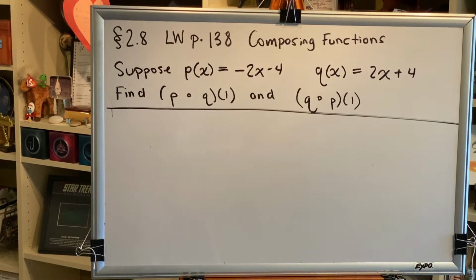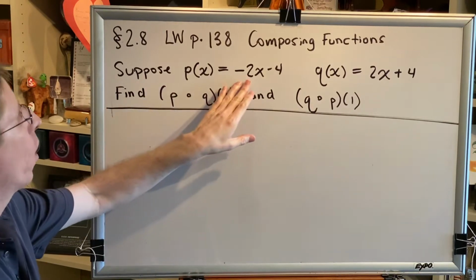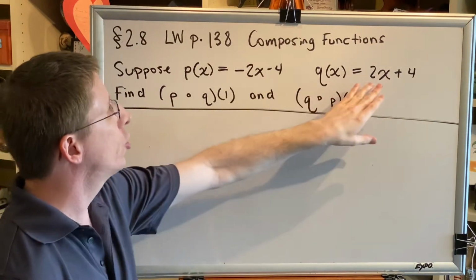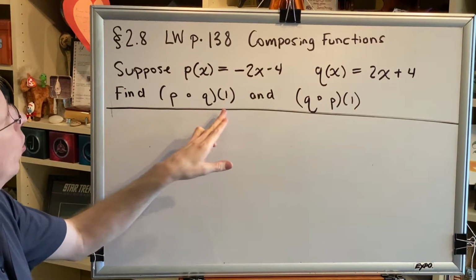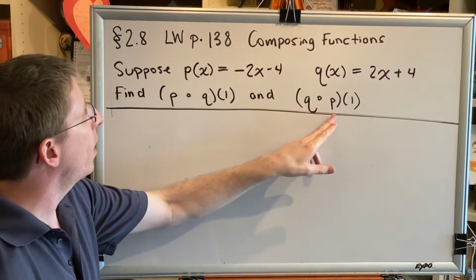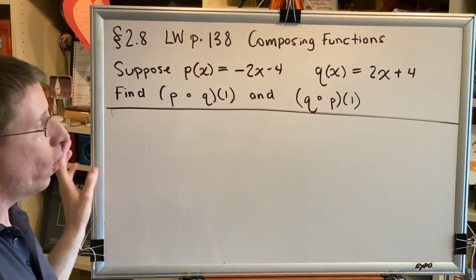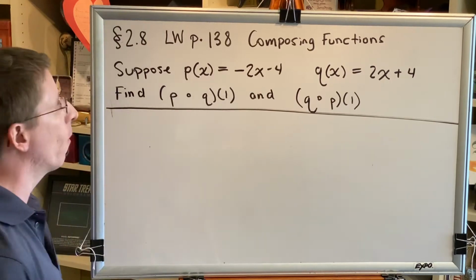Continuing Learning Workbook, page 138, we will now solve some ALEX problems. Suppose p of x equals negative 2x subtract 4, and q of x equals 2x plus 4. Find p composed with q of 1, and q composed with p of 1. Okay, so this is really two problems in one. Let's just focus on the first part right now.